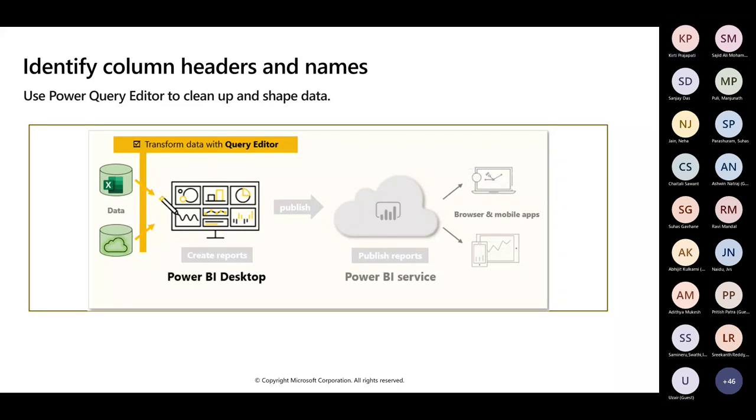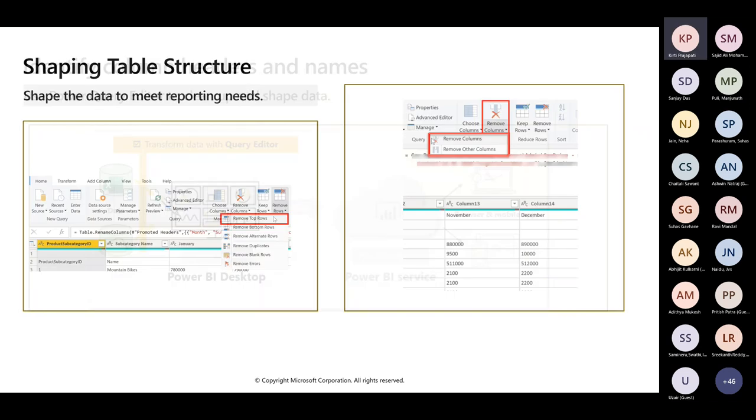So it's a most important task to identify columns, names, change your data if required, and then make it available for your reports. Then how you can transform your table structure, right? So shape the data to meet reporting needs. As I mentioned, the data you are extracting should be in a way that it will be easy to access for your reports.